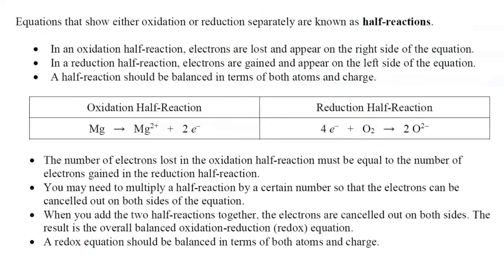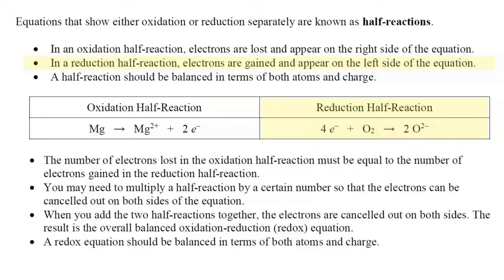Equations that show either oxidation or reduction separately are known as half reactions. So now we have the oxidation half reaction for magnesium. Electrons are lost and they appear on the right side of the equation. So Mg changes to Mg2+ plus 2 electrons. And in a reduction half reaction, electrons are gained and they appear on the left side of the equation. So here we have O2 plus 4 electrons and it produces 2 oxide ions.